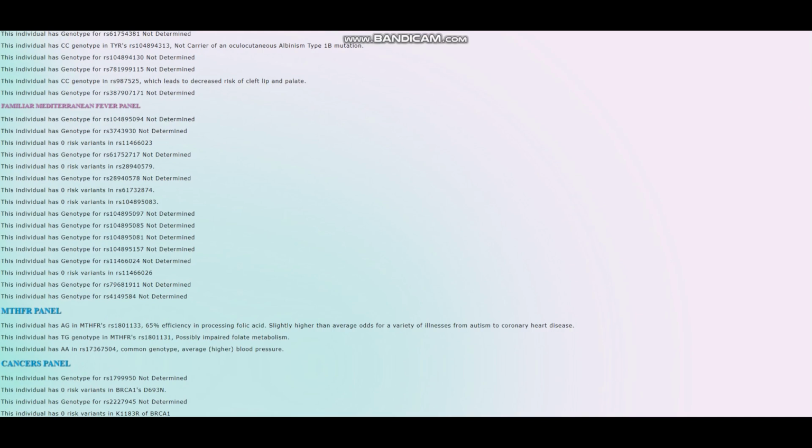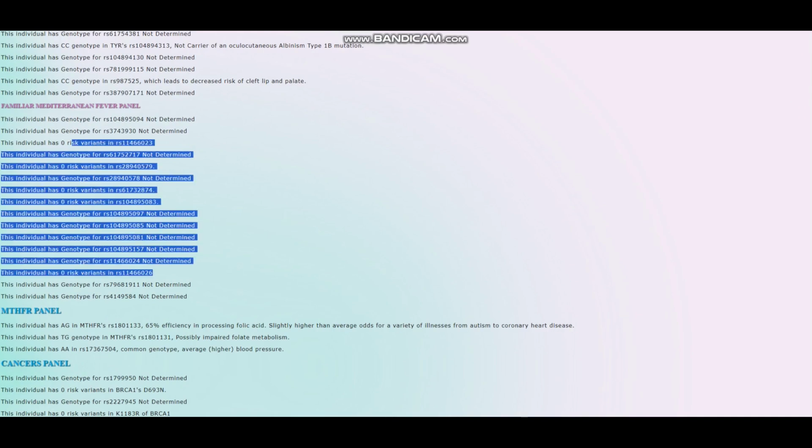And when it comes to EDAR, it looks like this individual has the typical European genotype in EDAR. Definitely not East Asian EDAR. We're going to scroll past this. No risk variants for familial Mediterranean fever. But then again, only five variations were found in the file. So that's 0 out of 10 risk alleles. Zero risk alleles out of 10 alleles in total.